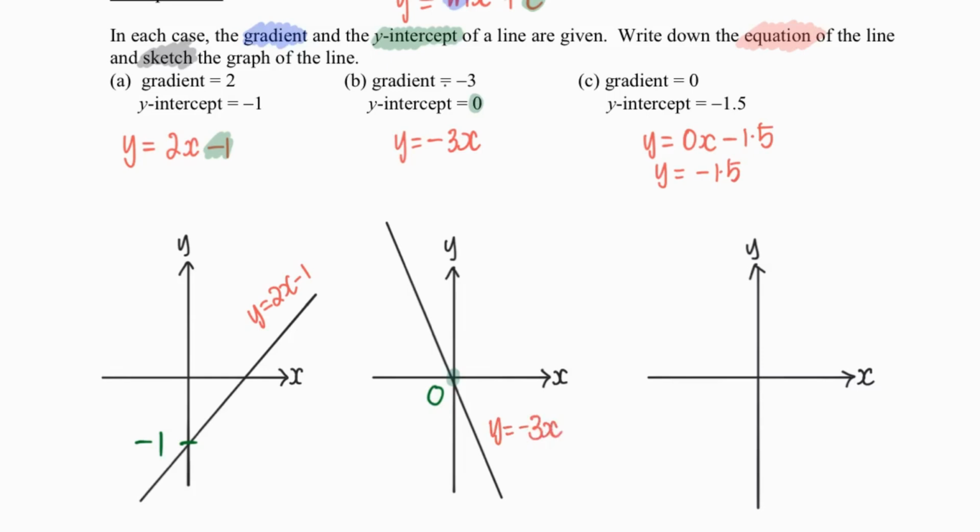Last, this happens to be y equals to negative 1.5, a horizontal line where it passes through. This one is negative 1.5.